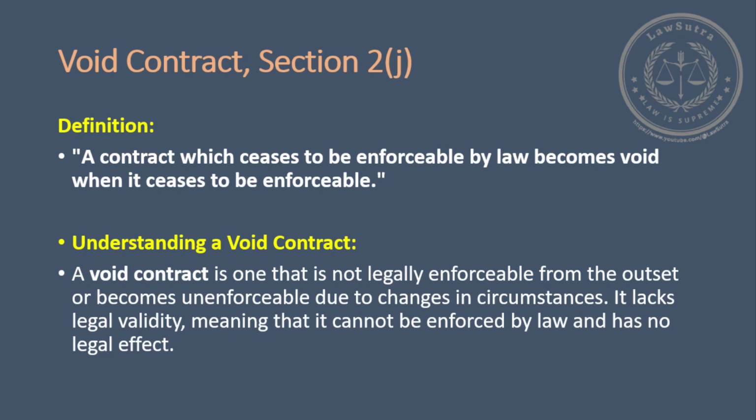Void contract. Section 2, subsection J, definition. A contract which ceases to be enforceable by law becomes void when it ceases to be enforceable. Understanding a void contract. A void contract is one that is not legally enforceable from the outset or becomes unenforceable due to changes in circumstances. It lacks legal validity, meaning that it cannot be enforced by law and has no legal effect.